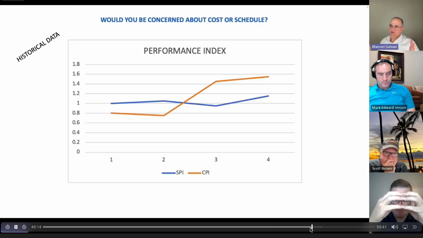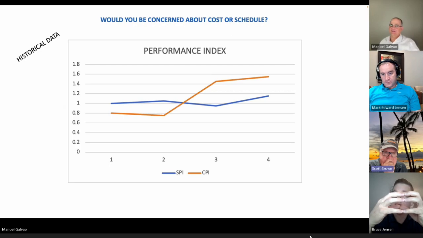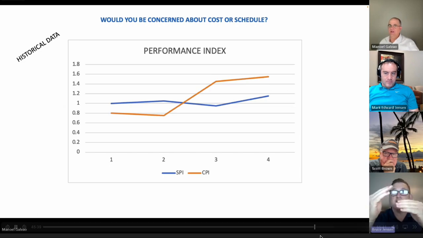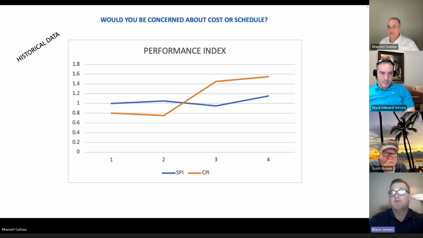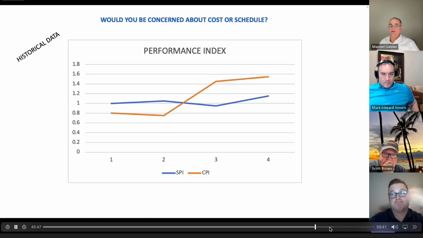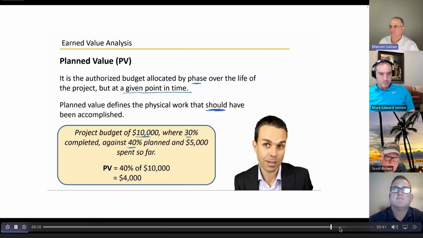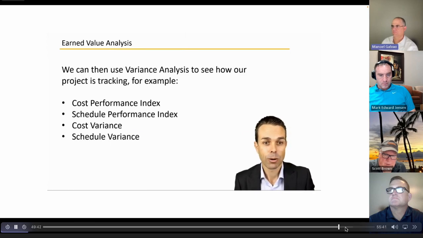If I would look at this project, I would be concerned about SPI or CPI, and why? I'd probably be more concerned about SPI. Because on the CPI, your cost performance index, you want that to be as high as possible, because for every dollar you spend, you're getting almost $1.50 right now. So that to me looks positive. But I'd be more concerned with the SPI of the two, because you're just right above break even, right above one. The project budget at completion is $10,000, where 30% has been completed, but we had planned 40% to be completed at this stage. We can use these to track the variance analysis, basically to see how our project is tracking.